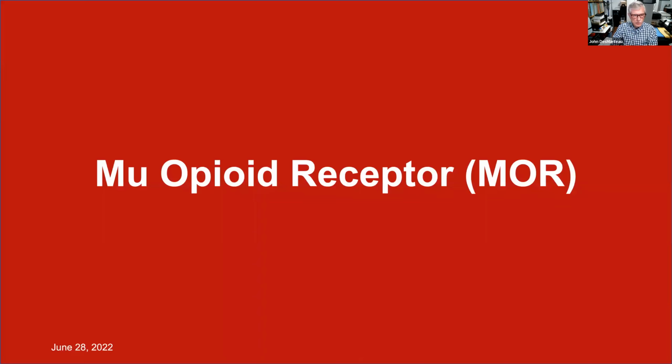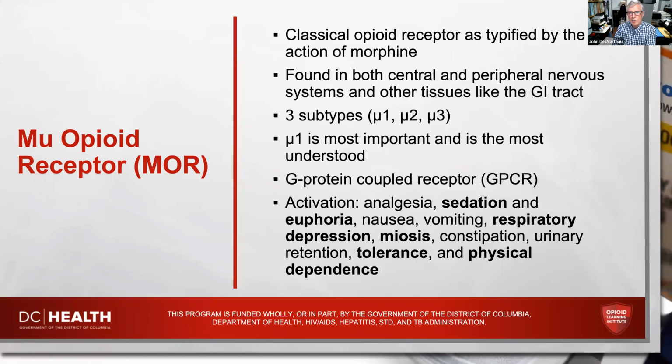All right, so let's go on to the mu receptor. It's the classical one typified by the action of morphine. And it's found in both the central and peripheral nervous systems and even in other tissues like the GI tract. There are three subtypes, mu1, 2, and 3. And out of all of the 17 opioid receptors that have been discovered so far, the mu1 is the most important and is the most understood.